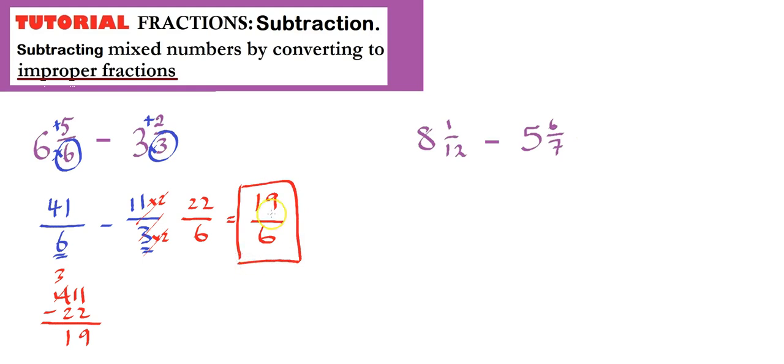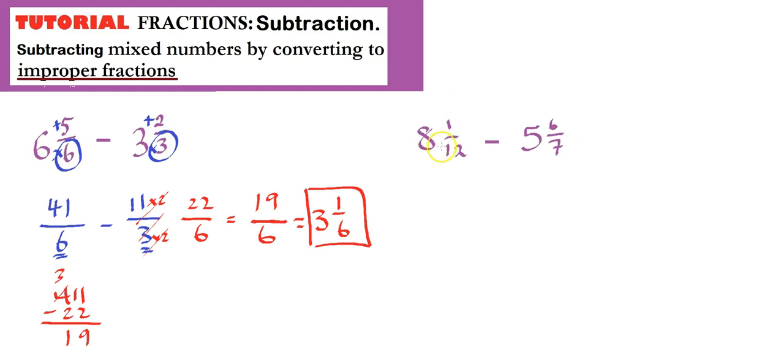That is an answer, but I could rename it as a mixed number. How many times does 6 go into 19? Because this says 19 divided by 6, right? So that gives me 3 and 1/6. And that is even better as a final answer.